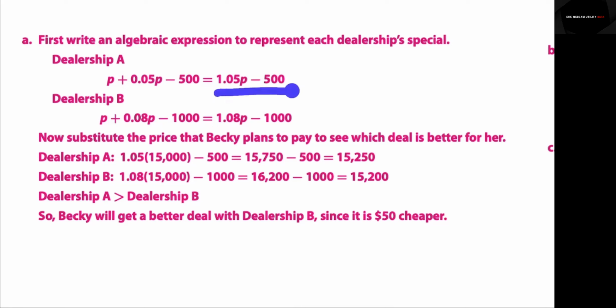This is the formula for dealership A. For dealership B, this is the formula. So Becky wants to buy a $15,000 car, so put in 15,000 here and here, which is what happened here and here. As it turns out, dealership A, for her, will be $15,250 versus dealership B at $15,200. Dealership A costs more. Therefore, for Becky, it's better to buy at dealership B because it's $50 cheaper.